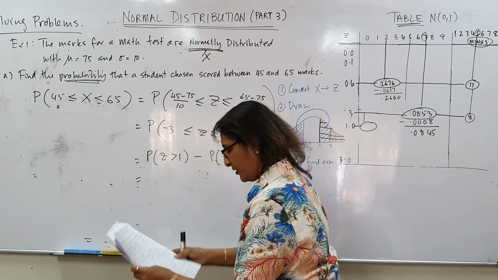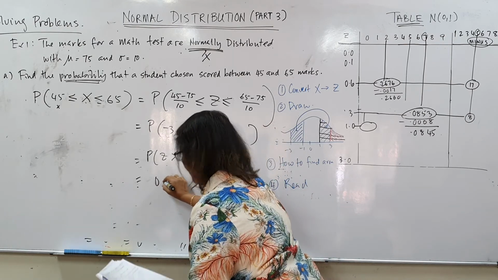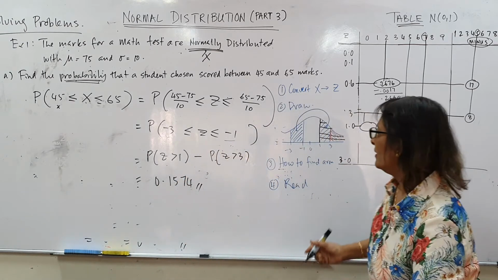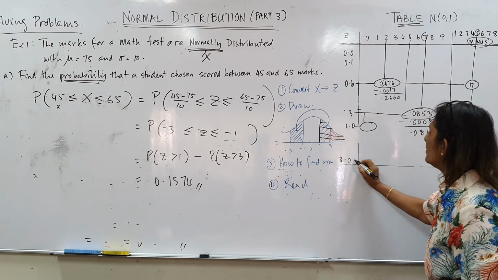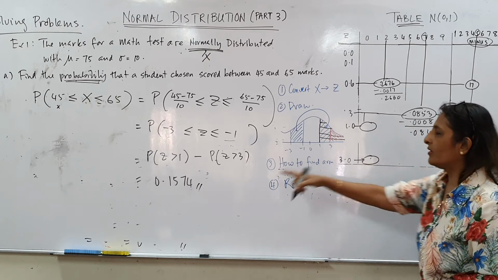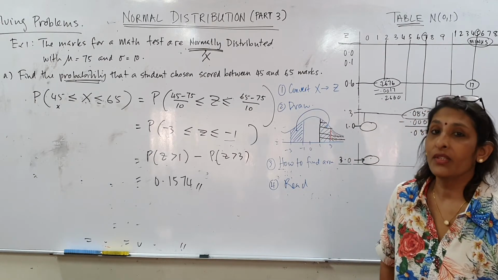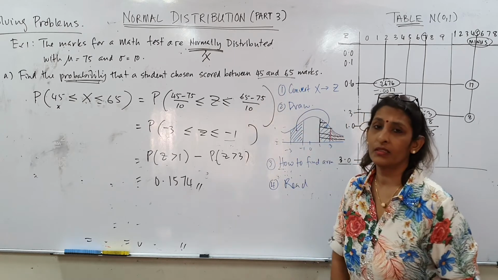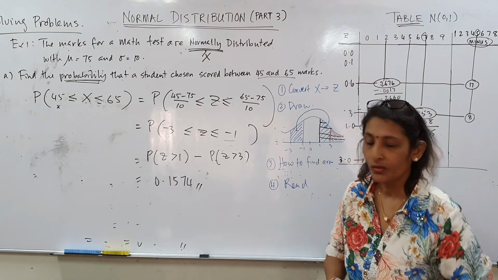I'll write down the answer for you. And then you just minus and you get the total. Z more than 1 is look for 1.0. Z more than 3, look for 3.0, the first value here. Then you say this minus this and you get this answer, 1.574. That's the probability that when we choose a student, he would have scored between 45 and 65 marks. We have found that. Let's continue a little bit more.